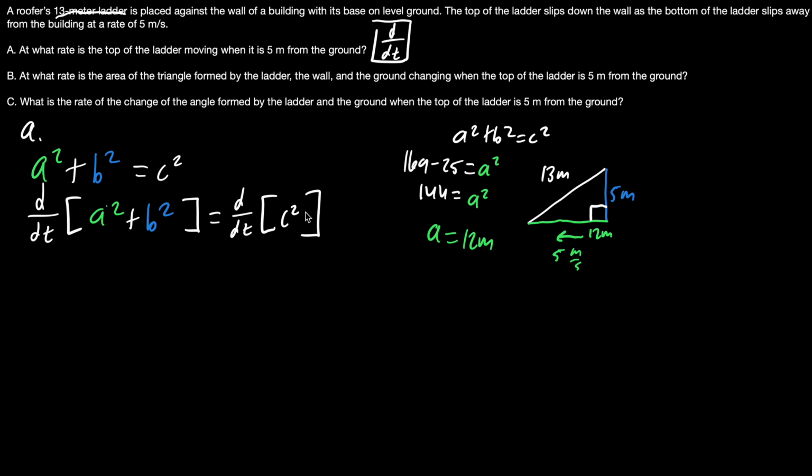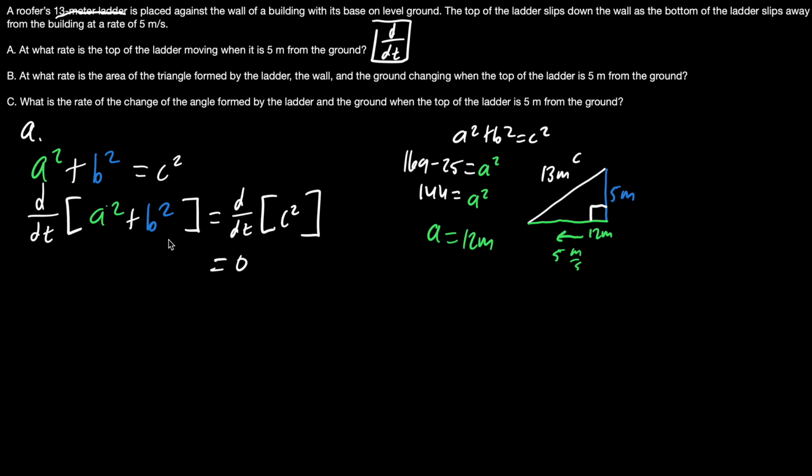Now here's where you want to be careful, because you don't want to take the derivative of things that you don't have to take the derivative of. And what do I mean by that? The thing that we don't have to take the derivative of is c squared. Why? Because C represents the length of the ladder, and the ladder's length never changes. It just falls down. It's always going to be 13 meters. So C is constant, so the derivative of a constant is just 0.